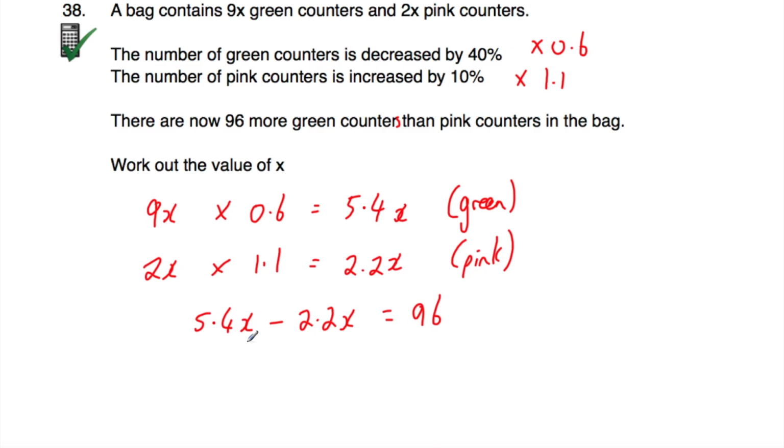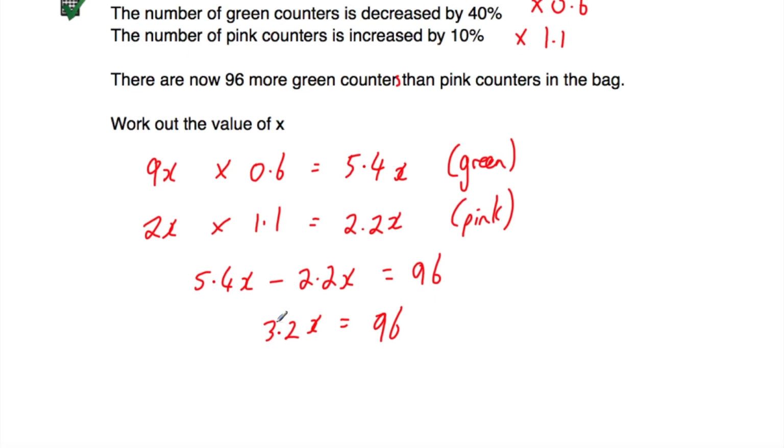So 5.4x take away 2.2x. Well, 5.4 take away 2.2 is 3.2x, and that's equal to 96. And now we want the x on its own, so we don't want this multiplied by 3.2, so let's divide by 3.2 and divide by 3.2. 3.2x divided by 3.2 would just be x, and then 96 divided by 3.2 is equal to 30. So that means that x is equal to 30, and that's it.